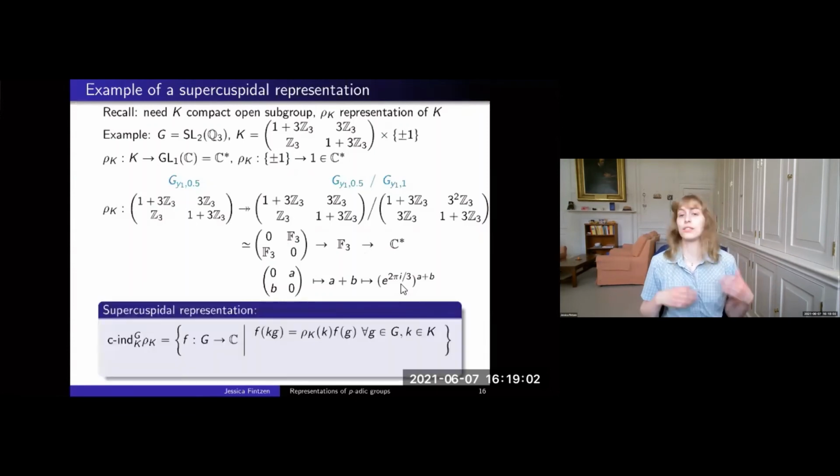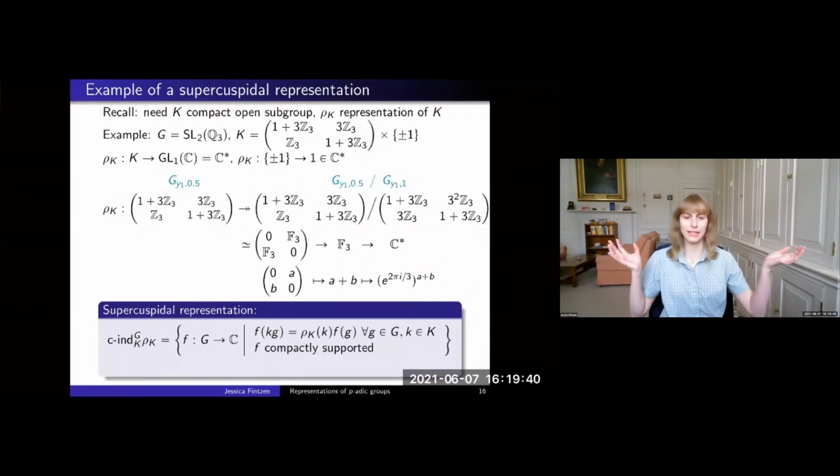And now the next step is to do the compact induction. That's the second step. And what's the compact induction? It means we look at all the functions from our group G, our p-adic group, this SA2, Q3, to the complex numbers, such that f of kg, where k is an element of capital K, is the same as this representation, this character applied to k times f of g. So the function transforms on the right via this representation. And that's done with induction, but compact induction also means we want this function to be compactly supported. Remember, our group has a topology, so it makes sense to talk about compact.